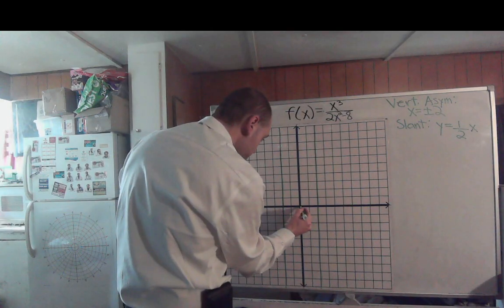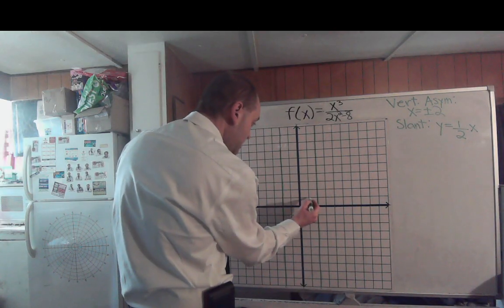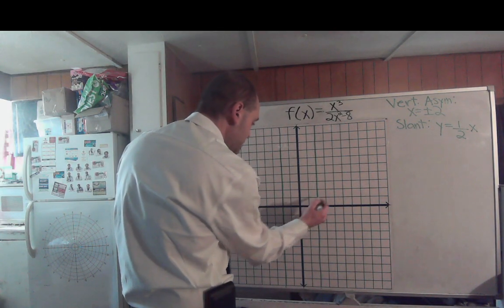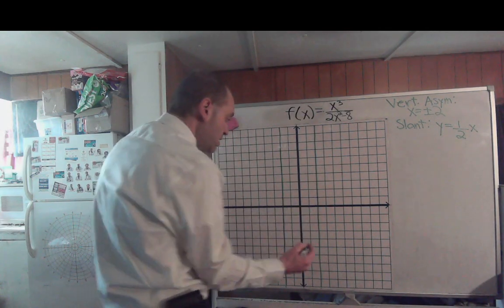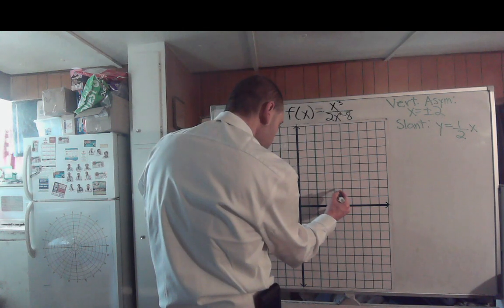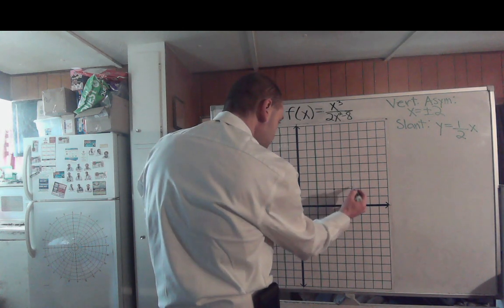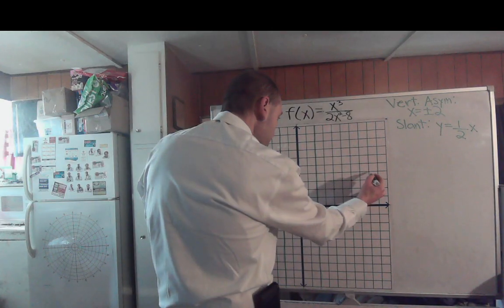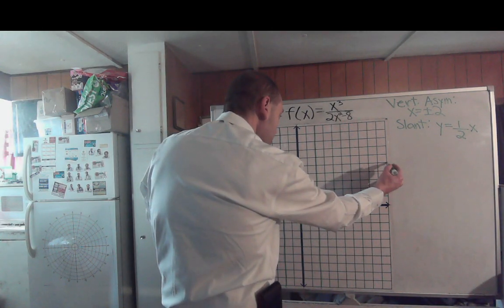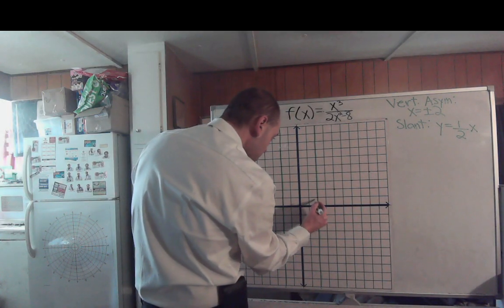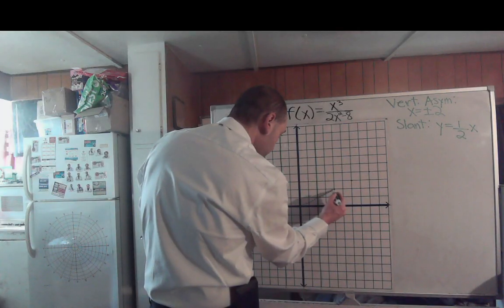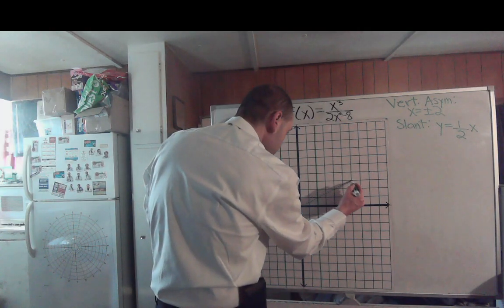So 0, you still get 0. 1, you get 1/2. So let's see. 2, you would actually end up getting 1. 4, you get 2. 6, you get 3. 8, you get 4. 10, you get 5. All right. Let me just draw this very carefully here so we have an accurate representation.